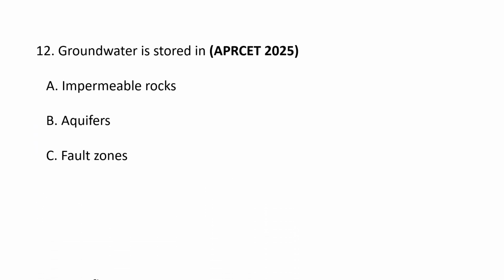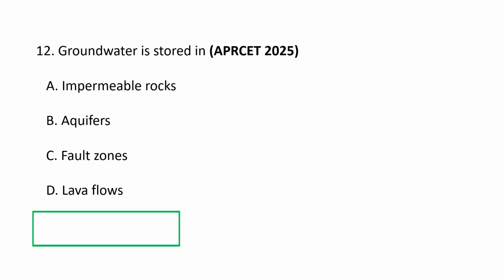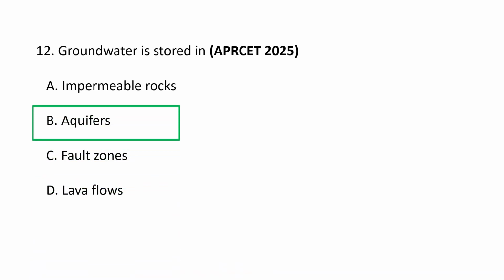Next question. Groundwater is stored in A. Impermeable rocks, B. Aquifers, C. Fault zones, and D. Lava flows. The correct option goes as B. Aquifers. Groundwater is stored in aquifers, which are underground layers of porous rock, sand, or gravel that hold and transmit groundwater. Rainwater seeps into the soil and filters down to these saturated zones, making aquifers a vital source for drinking water, agriculture, and industry. Groundwater is stored in aquifers. B is the correct option.